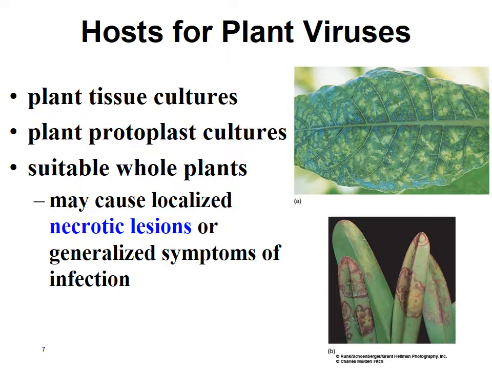So for example, leaves can be mechanically inoculated with an abrasive such as carborundum, which is a carbon and silicon abrasive. The photo in A shows a leaf of Nicotiana glutinosa, which is infected with the tobacco mosaic virus. So what's the role of the abrasive? The abrasive breaks the cell walls of the plant, and when this occurs, the virus can directly contact the plasma membrane and infect the exposed plant cells.